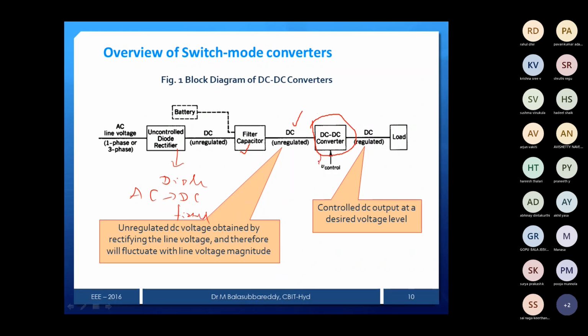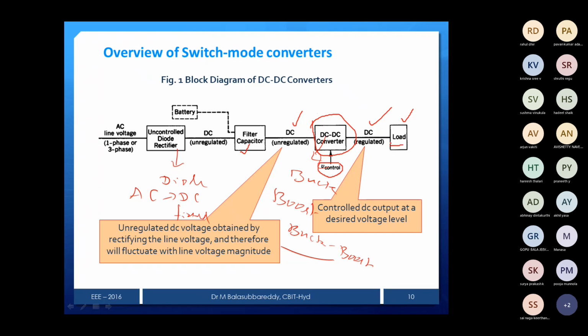This DC to DC converter depends on our requirement. It may be a buck converter, or a boost converter, or a buck-boost converter. So these are the things we need to use. And once I use this, this is our control parameter. By controlling this, we are able to control the DC regulated output voltage that is connected to the load, depending on our load requirement.